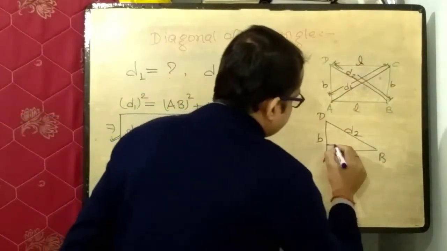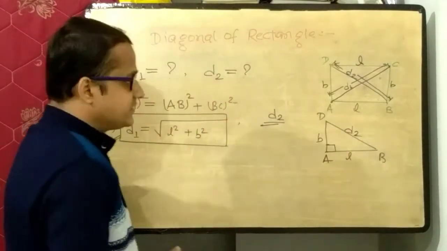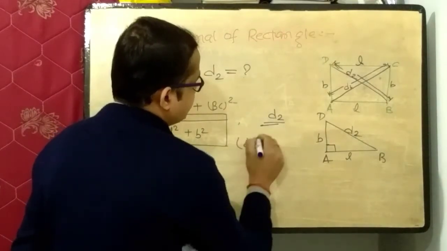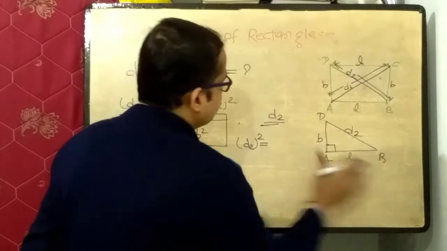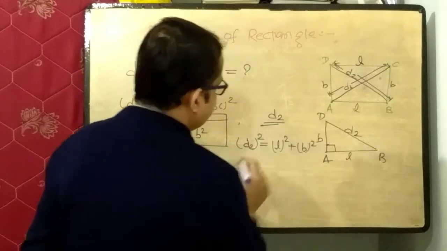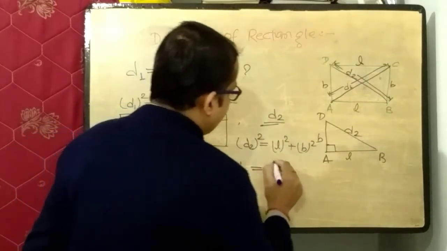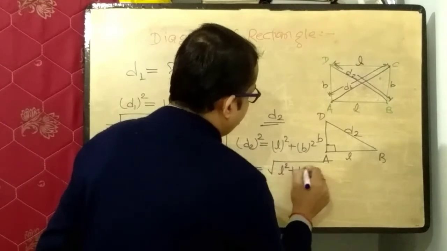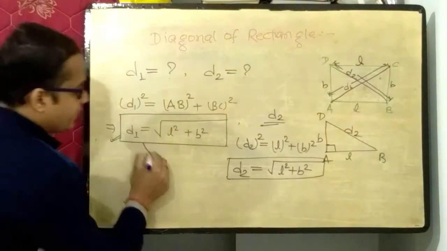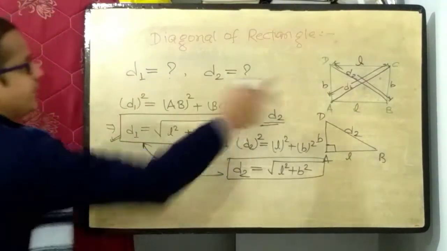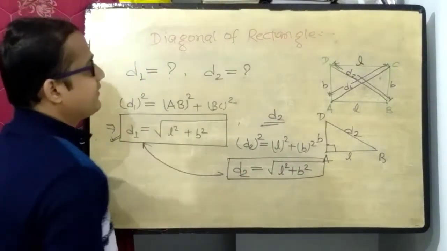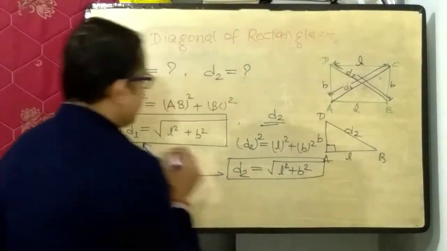Now further, these two sides are perpendicular to each other. Then according to Pythagoras theorem, hypotenuse square, here the hypotenuse is D2, equals base square add perpendicular square. It means D2 equals under root L square add B square. So what we observe is that the lengths of these two diagonals D1 and D2 are the same. So in case of a rectangle, both diagonals are of equal length.